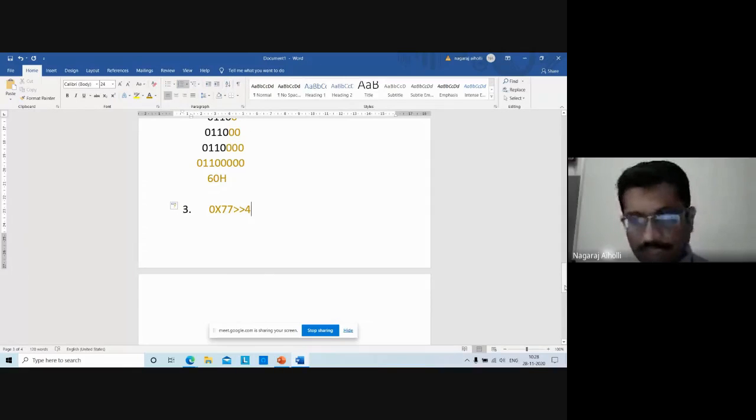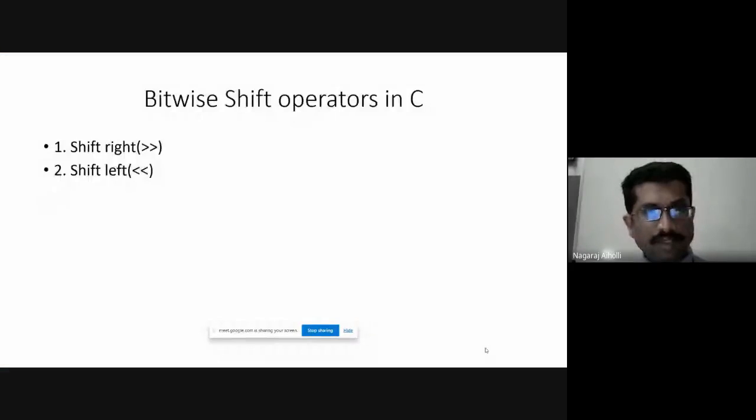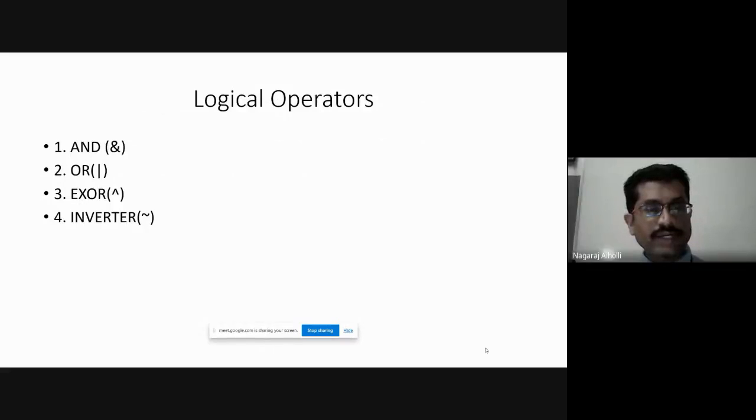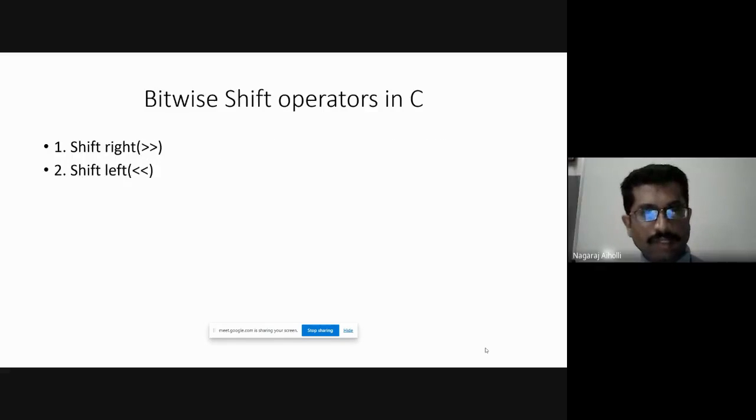Did you all understand, students, what we discussed in today's class? We started with logical operators AND, OR, XOR and inverter. We discussed a few examples on these operators. Then we discussed a program to toggle bits of P0 and P2 continuously with 250 millisecond delay using the inverting operator. Then we discussed bitwise shift operators in C language: shift left and shift right.